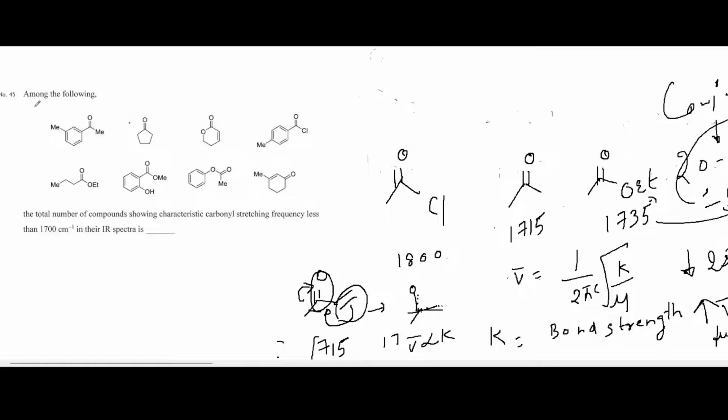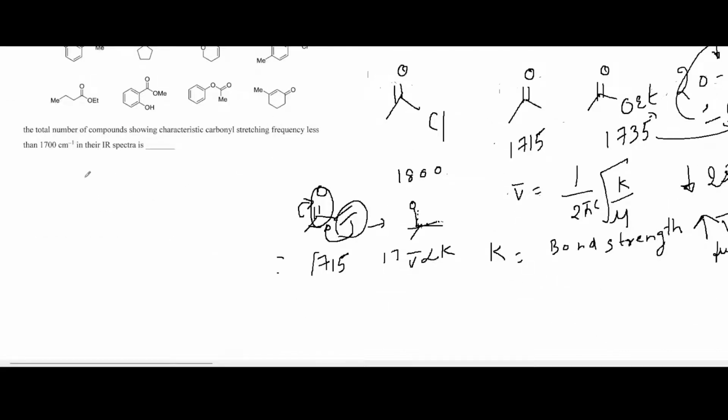So here you have 1, 2, 3, 4, 5, 6, 7, 8 compounds. Of these 8, how many will have less resonance? Leave this one, and we'll get to this cyclopentanone. Cyclopentanone is a simple ketone, right? So its range will be some 1715. There is no resonance, nothing is there, so it will be in the range of 1715 only.